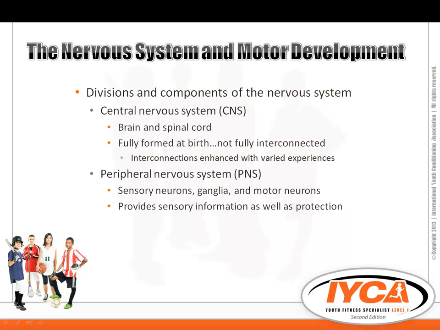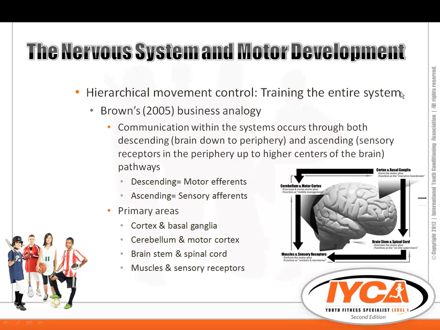The PNS consists of the sensory neurons, the ganglia, the motor neurons, basically everything else. And this provides sensory information as well as protection. So we'll look at some of these protective mechanisms in just a minute. Now, in considering how movement occurs and how it is regulated, interpreted, altered in response to stimuli, then we really need to look at it systematically. And systemically, actually, is probably the correct word there. So we want to train the entire system.